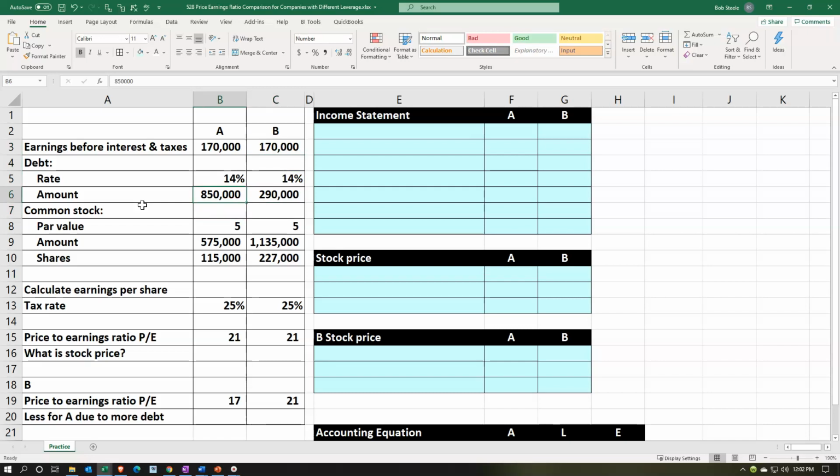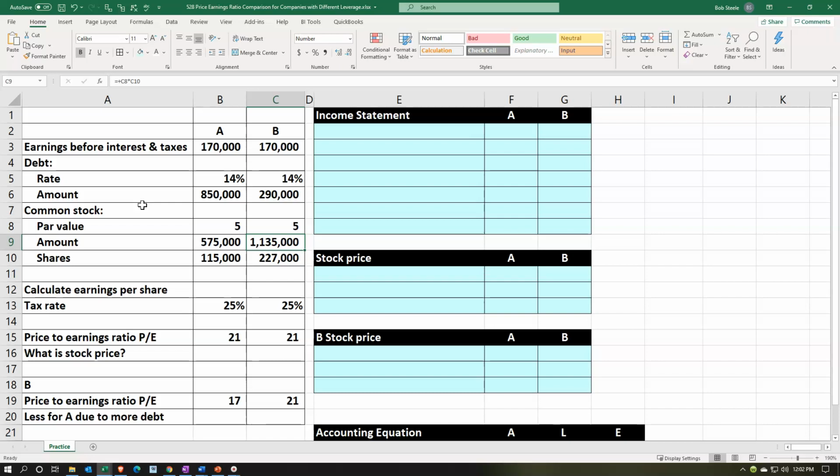So A has 850 in debt versus B's 290, and if we look at the equity, we see that A has only 575 compared to the 1,135. So these companies are similar in performance, but they have different structures with regards to liabilities and equity.